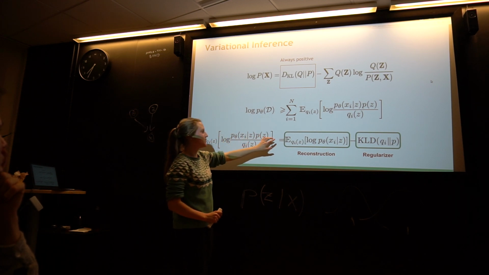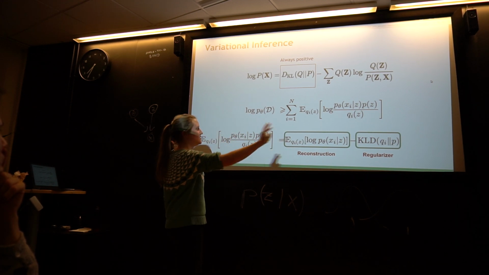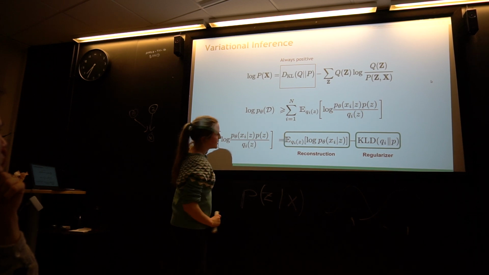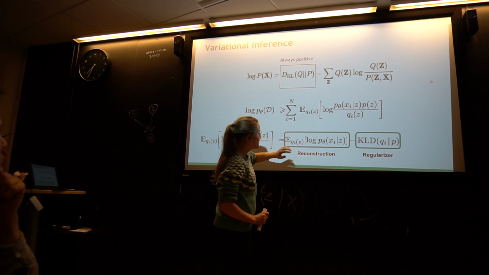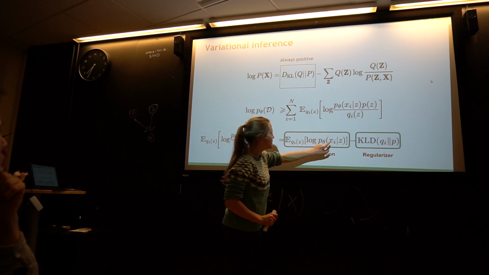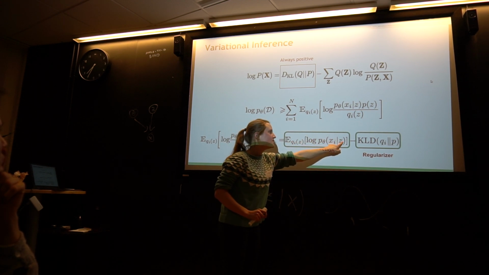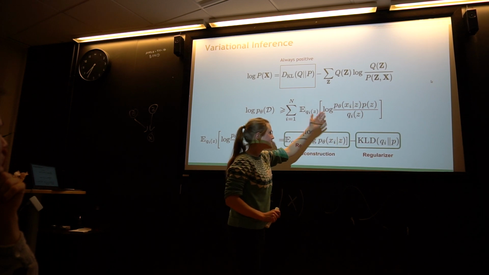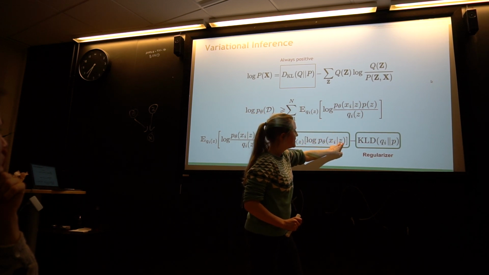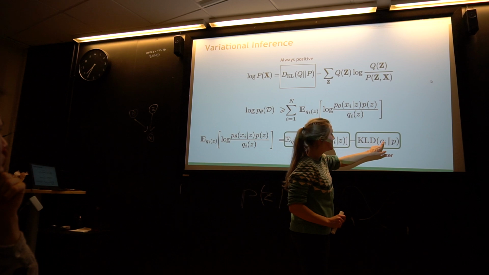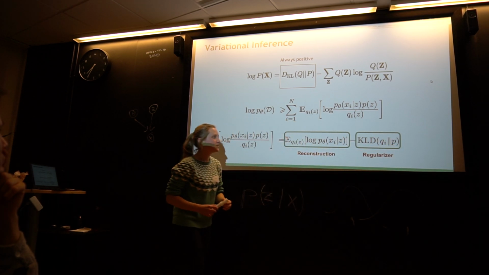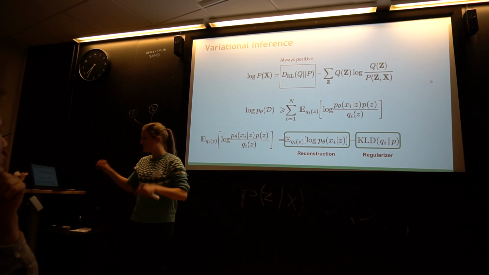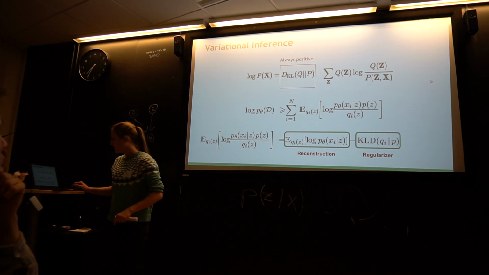So now we have this part here that we can deconstruct into one part that is reconstruction, which is basically the likelihood of the data point given the latent variable, right? And this is the distance between the distribution over the latent variable and some prior. It's basically a regularizer so that it doesn't just do whatever it wants to.